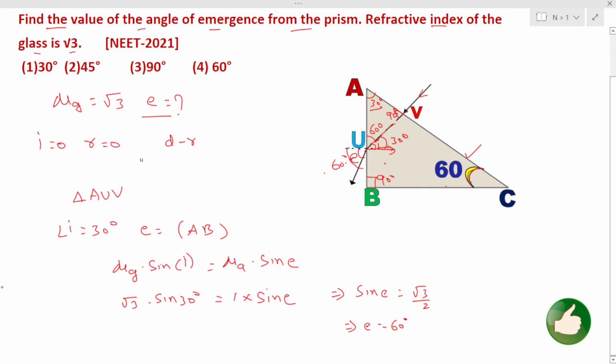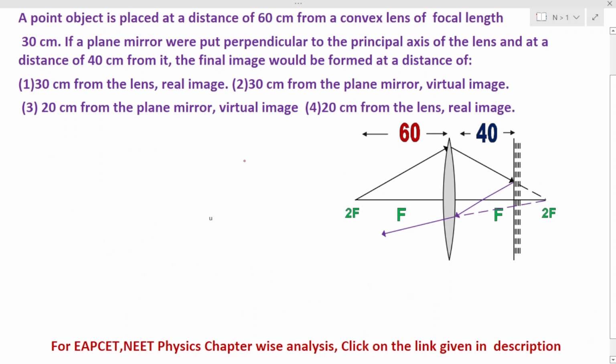Now let us move to our next question. A point object is placed at a distance of 60 centimeters from a convex lens of focal length 30 centimeters. If a plane mirror were put perpendicular to the principal axis of the lens and at a distance of 40 centimeters from it, the final image would be formed at a distance of.